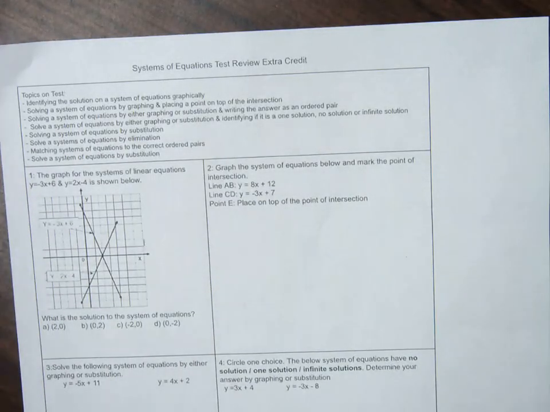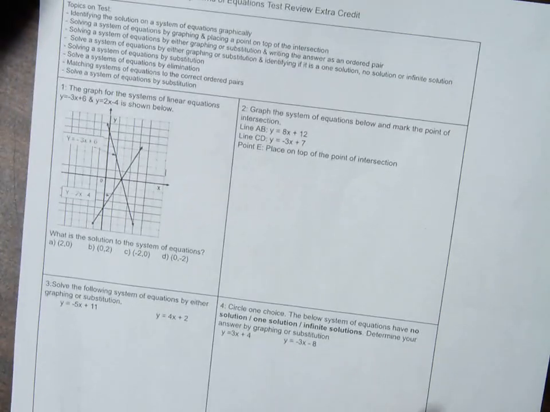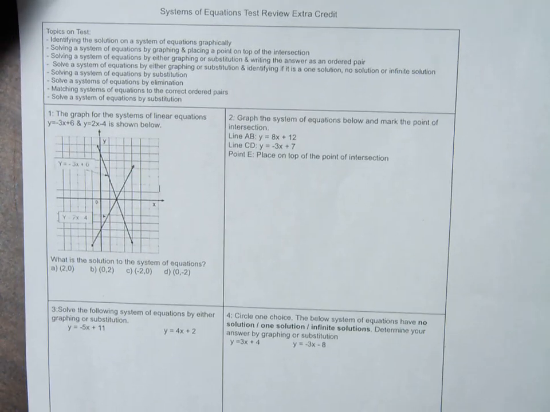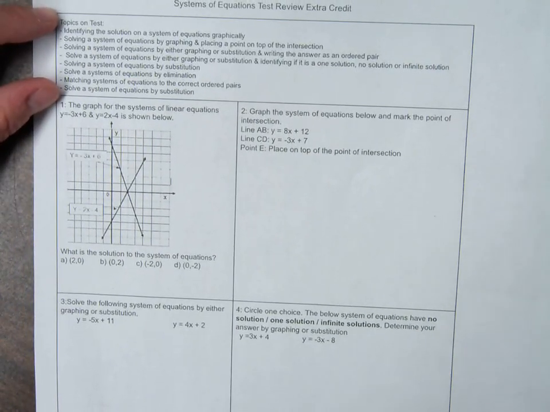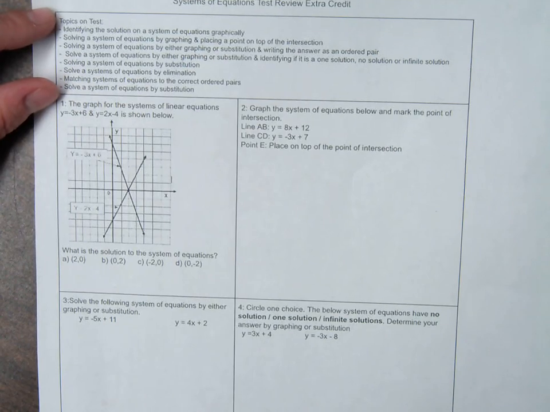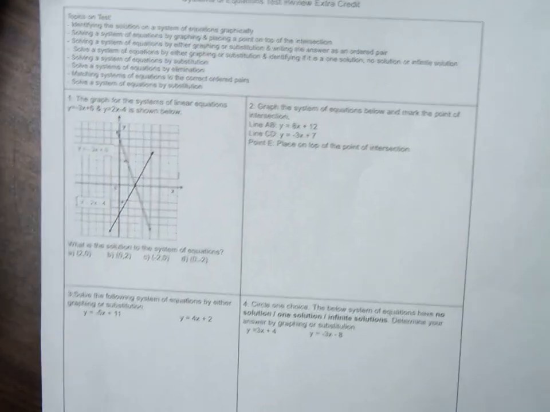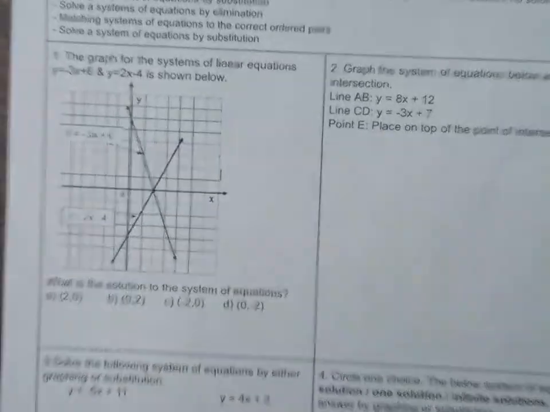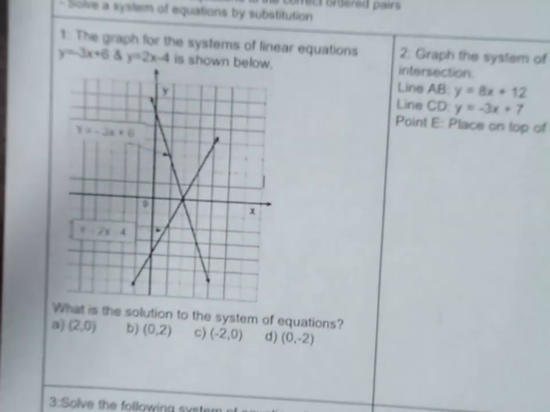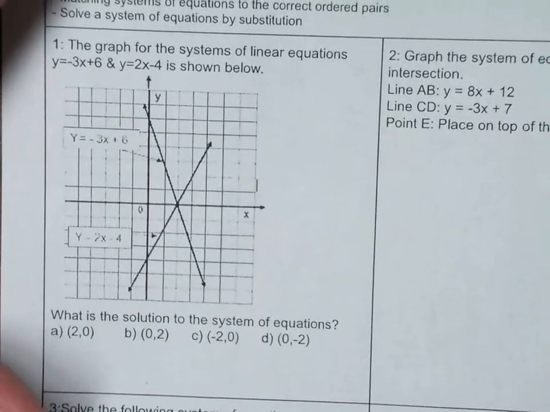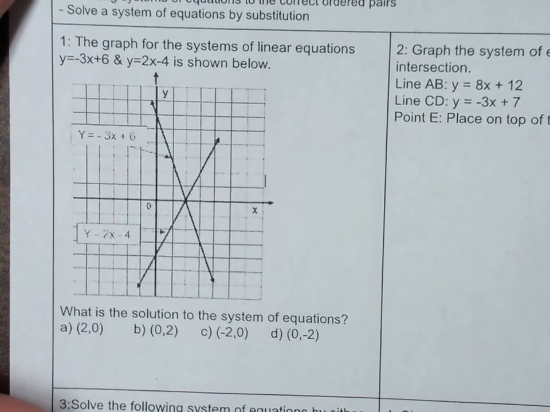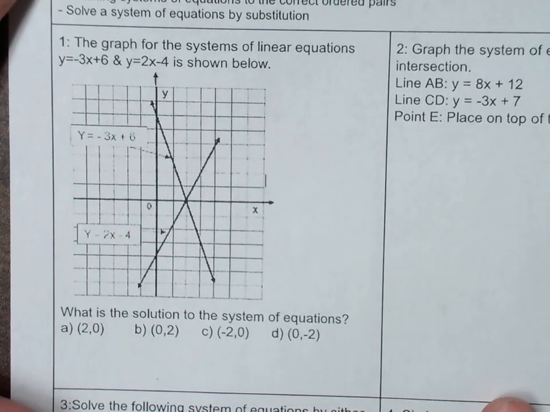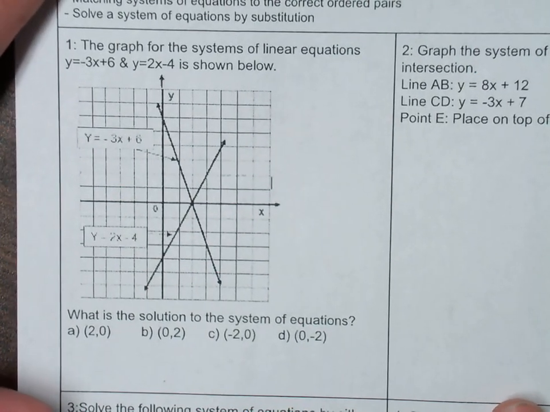Alright, we're going to go over your review for your systems of equations test. As you can see at the top, these are the different topics that are going to be on your test. Again, this is a good outline and model of your test. So if you can do this by yourself, you're going to be good to go on your test. These are not exact questions, but it's a good mirror of the question types.